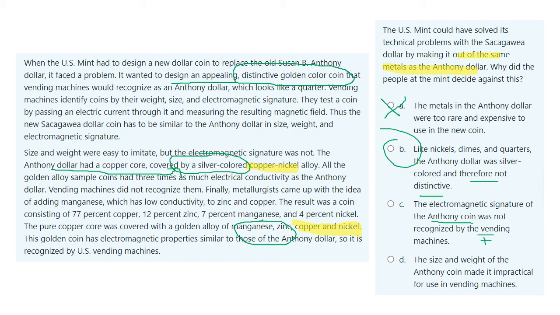D, the size and weight of the Anthony coin made it impractical. Well, it says the size and the weight were easy to imitate. Imitate means to look like or to copy. So they did copy the size, they did copy the weight, but they wanted to change the color. And when they changed the color, they changed the metal that it was made from. And changing the metal that it was made from changed the electromagnetic signature. So they caused the problem by changing the color.